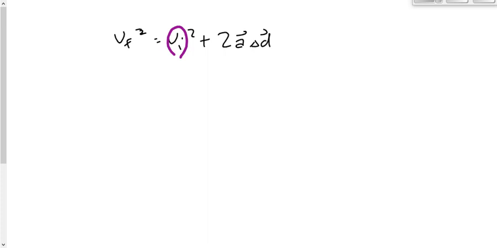Okay, how do you get rid of a plus 2A delta D? Subtract it. So let's say VF squared minus 2AD. Just take the whole thing over at once. It's one term. Take it over by subtracting. Equals VI squared. Now, VI is pretty much by itself now, but it is squared.